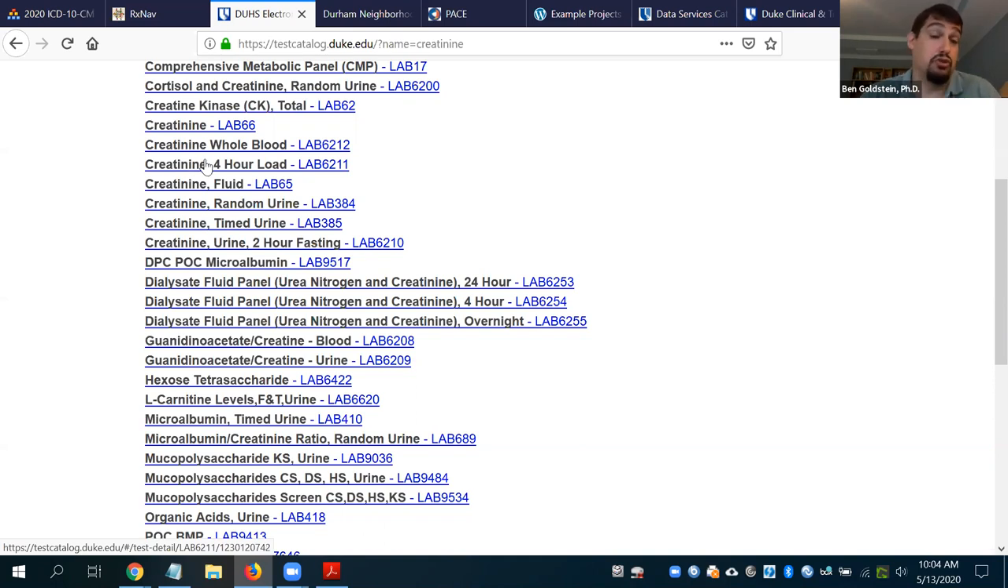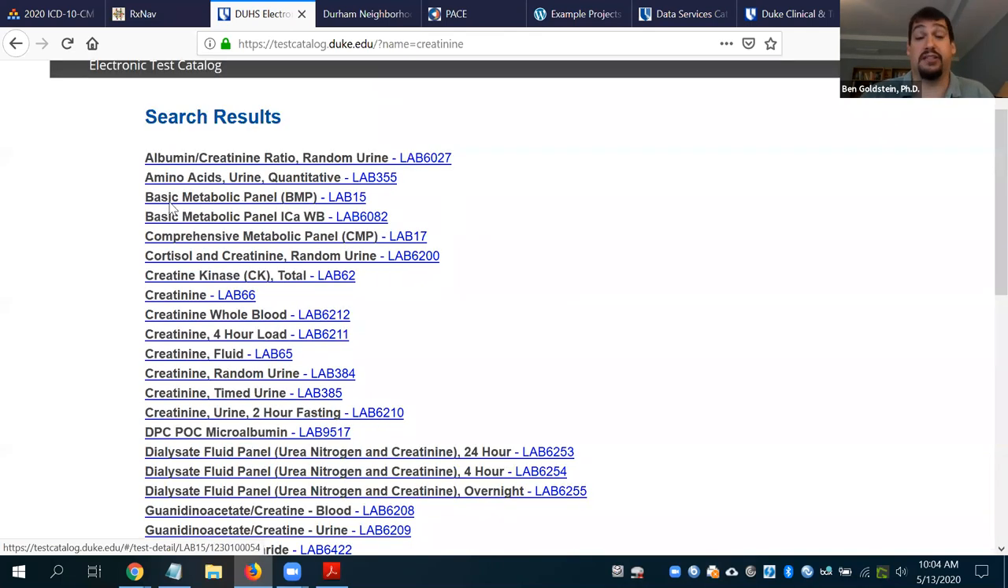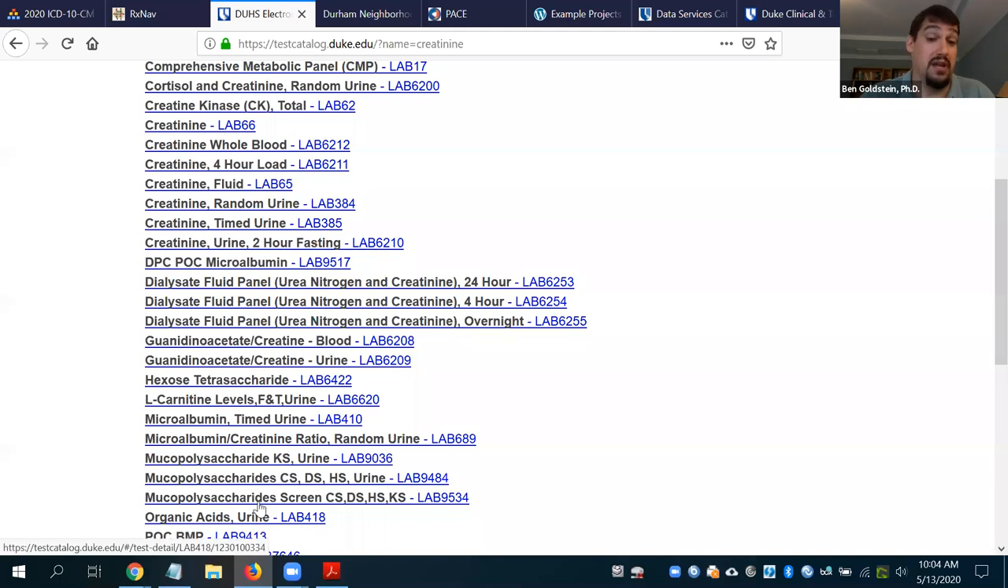I personally don't know the differences. It may be that they all tell you one and the same. It may be that they tell you something slightly different. So just looking for a creatinine test is not as simple as you would think it could be.